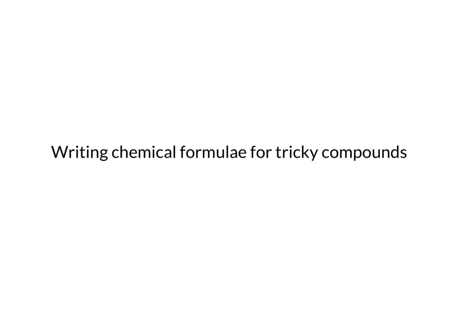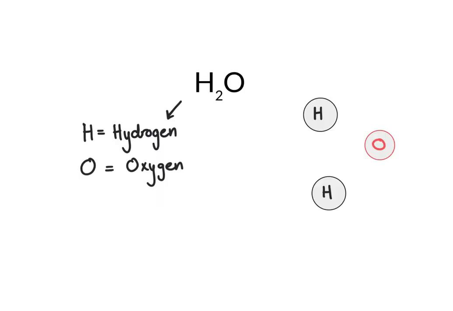Hello and welcome to this tutorial on writing chemical formulae for more tricky compounds that you might find in GCSE chemistry. So let's start with a quick overview of the basics of chemical formulae. I'm going to look at the chemical formulae of the compound water. Review: capital H is the element hydrogen and capital O is oxygen.